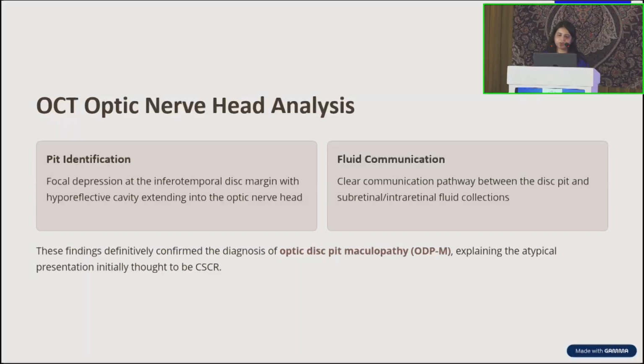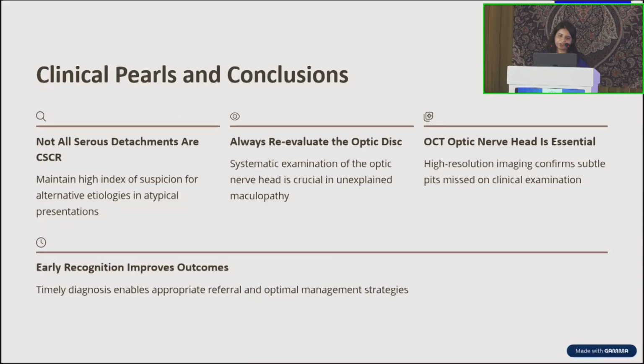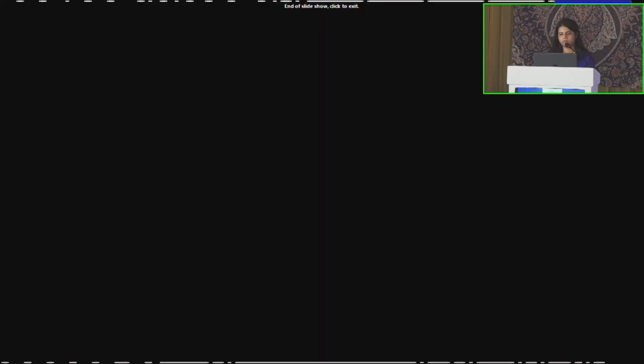The takeaway points from my case are that not all serous detachments are CSCR, and after seeing subretinal fluid, we should not straight away jump to the diagnosis of CSCR. We should always evaluate the optic disc carefully in unexplained maculopathy, and OCT optic nerve head imaging confirms subtle pits missed on clinical examination. Timely diagnosis of optic disc pit maculopathy enables appropriate referral and optimal management strategies. Thank you.